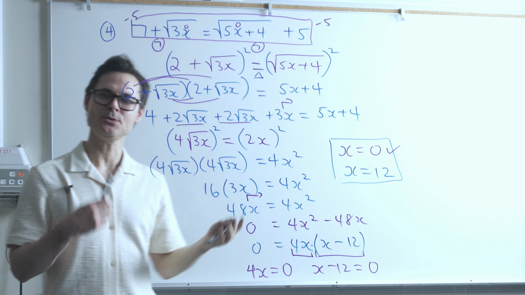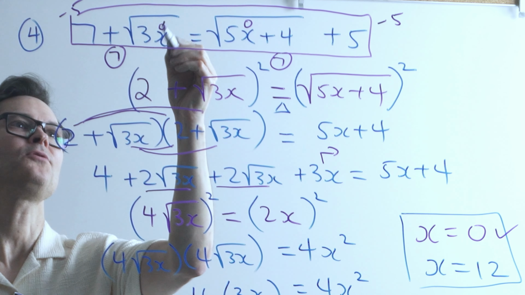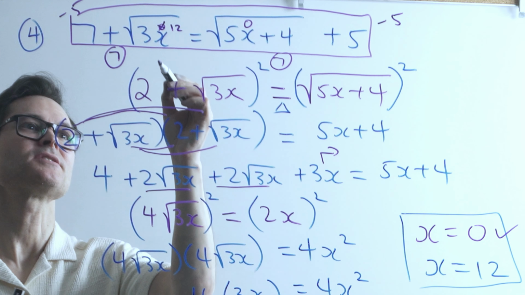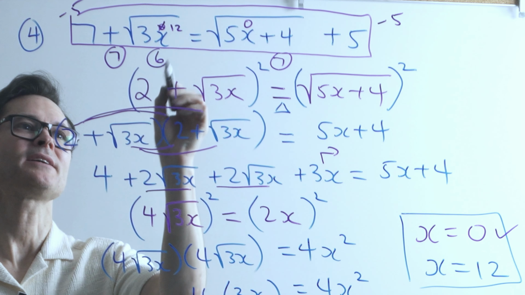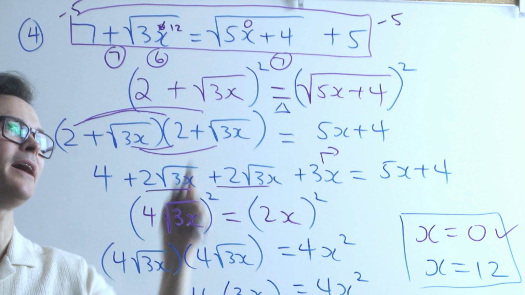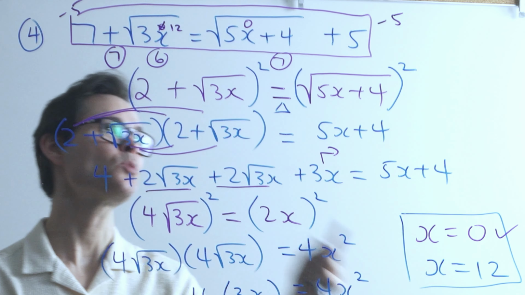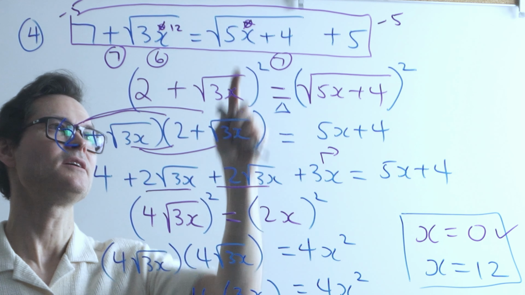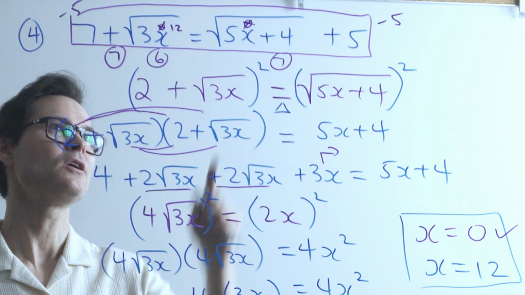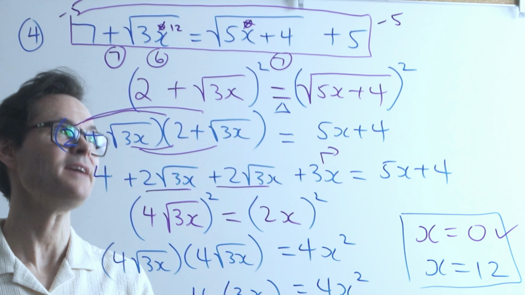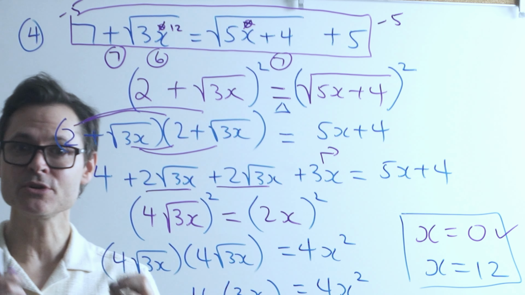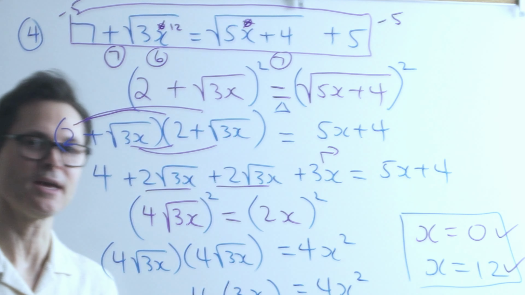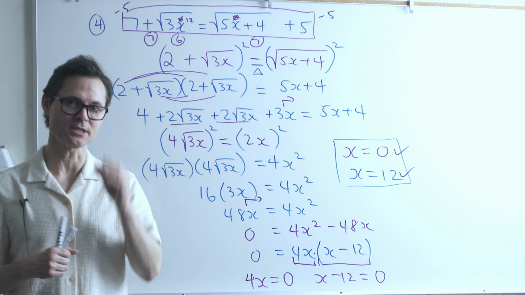Let's try 12. Again, doing it in your head is okay. If you put a 12 here, well, 3 times 12 is 36. The square root of 36 is 6. 6 plus 7 is 13. Okay, I need a 13 on this side too. Take the 12, put it here. Don't think of 0. 5 times 12 is 60. 60 plus 4 is 64. The square root of 64 is 8. And 8 plus 5 is 13. So 12 makes both sides equal to 13. So we accept that answer as well. So both answers check out this time.